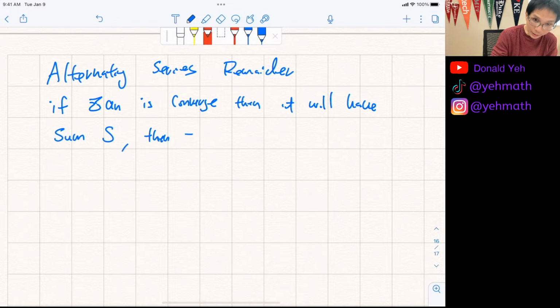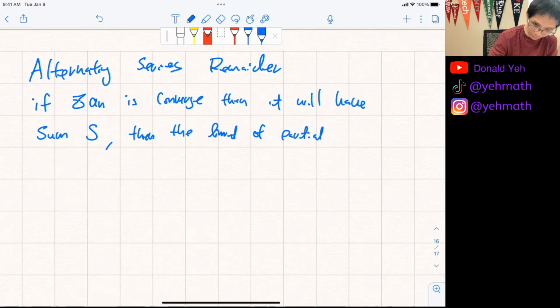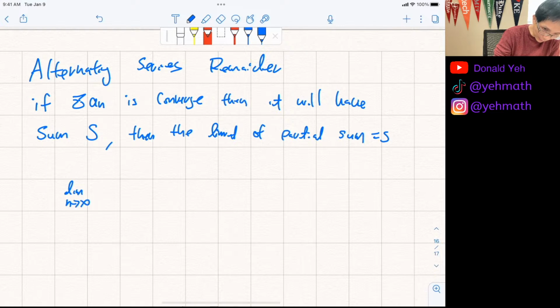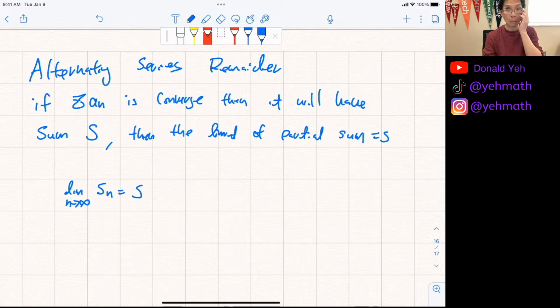Then the limit of the partial sum, let's say the limit as n approaches infinity of S_n, is going to equal S. Why? Because this is what they created. If I go to infinity of the S_n, that's equal to the sum, the whole sum.